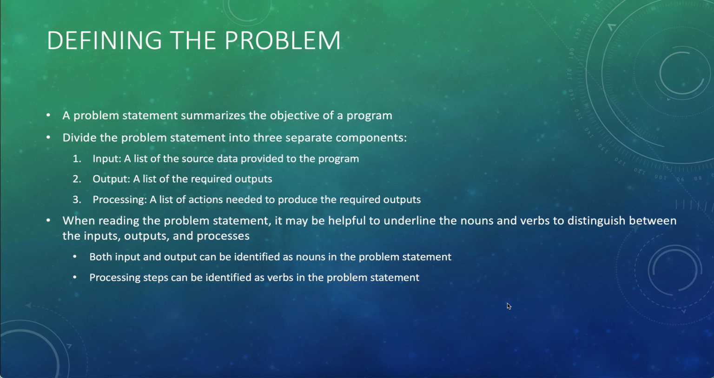When you're reading the problem statement, it can also be helpful to underline the nouns and the verbs. So we're taking it back to English class a little bit. But this helps to distinguish between the inputs, outputs, and processes, because your inputs and outputs should be items or objects, pieces of information. Those should be nouns. Your processing steps, on the other hand, are actions. So those can be identified as verbs in the problem statement.